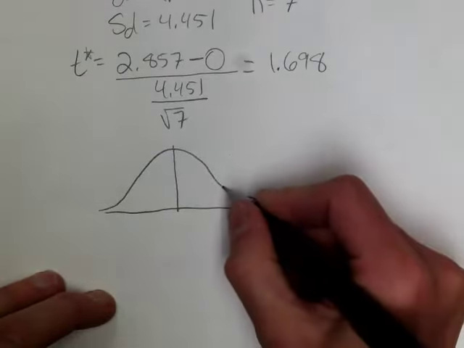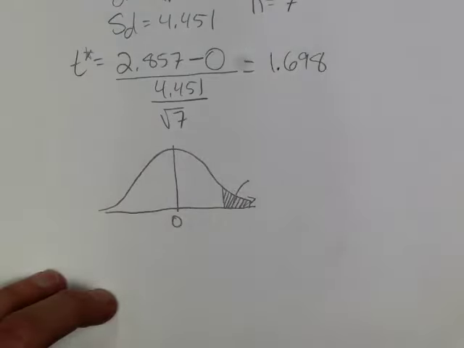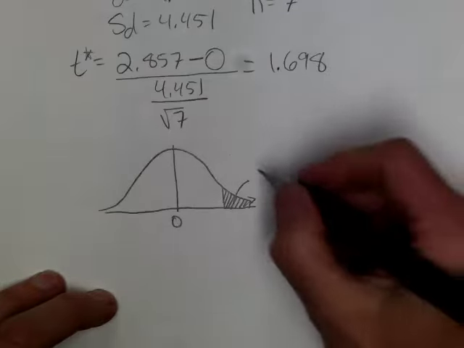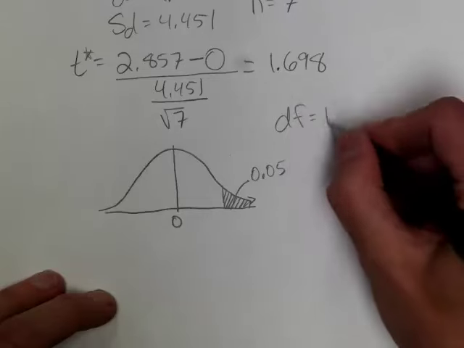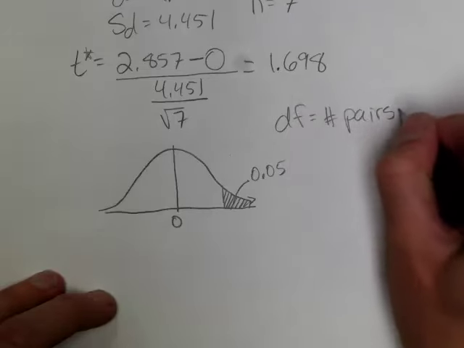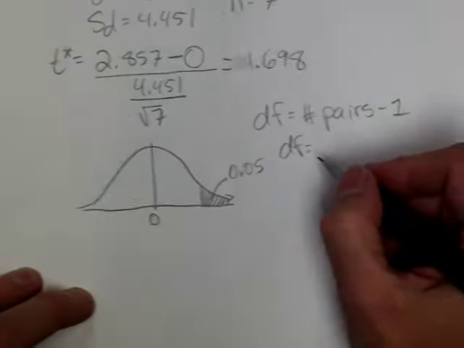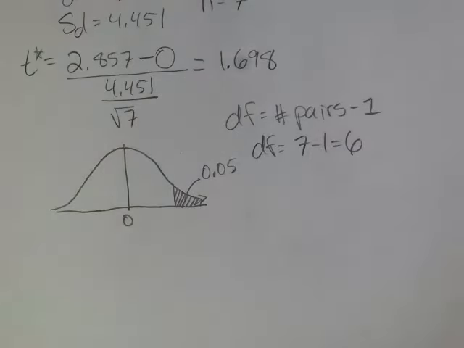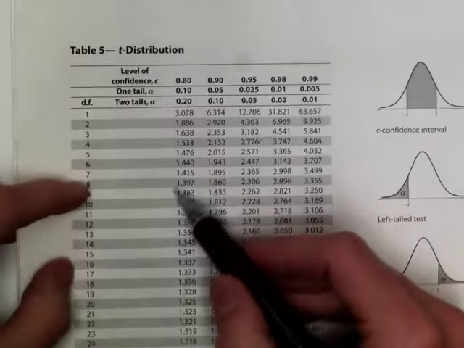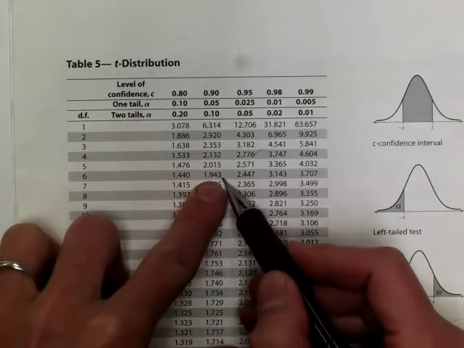Okay, so I'm going to shade an area of rejection in the upper tail, and our level of significance for this problem was 0.05. Now the degrees of freedom for a paired t-test is the number of pairs minus 1. So for this particular problem we had 7 pairs of data, so that would be 7 minus 1 is equal to 6. Okay, so I want to go to my t-table and read down to 6 degrees of freedom, and then over to 0.05 in one tail.